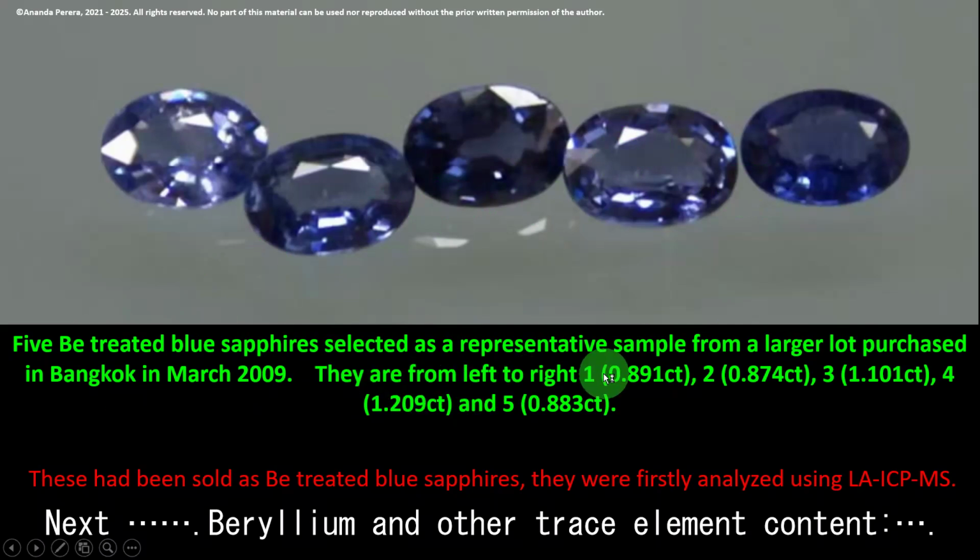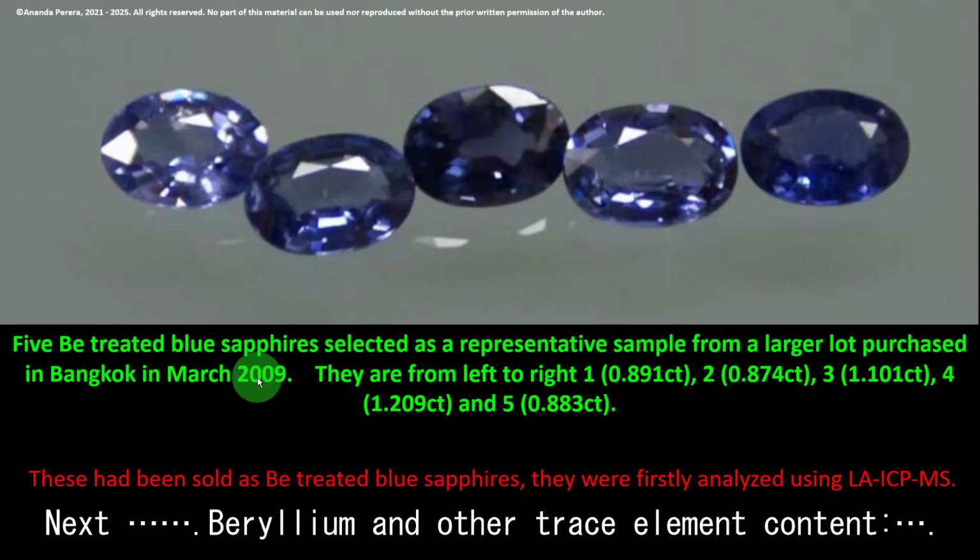They are, from left to right: the left one, 0.891 carat, small. Second one, 0.874. Third one, 1.101. Fourth one, 1.209. Last one, 0.8883. These are the samples we are discussing from here. We are discussing an example.